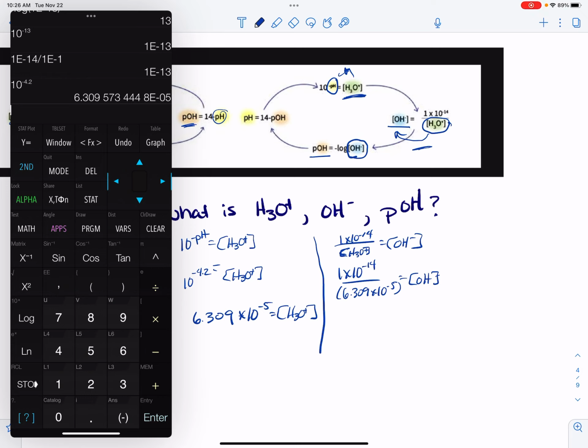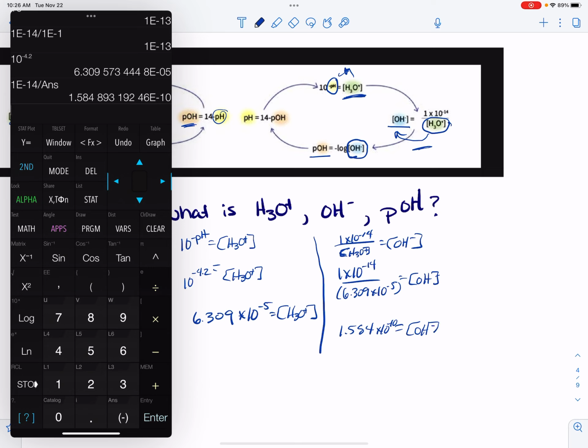I've already got that number in my calculator, and there are some problems in the homework where you have to go between them, so just keep that number in your calculator. I'm going to use 1 second e to the minus 14th divided by, and I'm going to use my second and then answer key. For me, it's the one that's just above the negative sign. That gives me my OH: 1.584 times 10 to the minus 10th is OH.